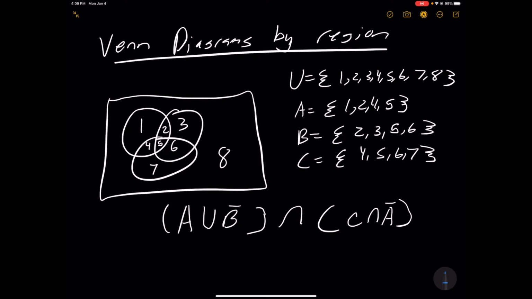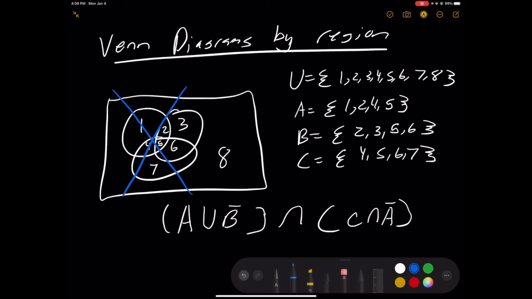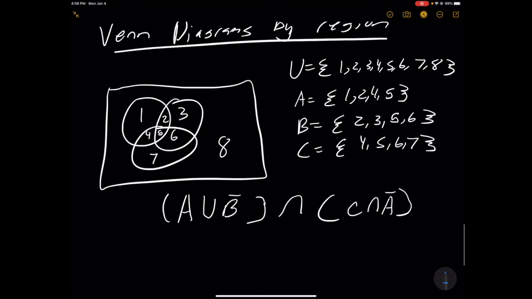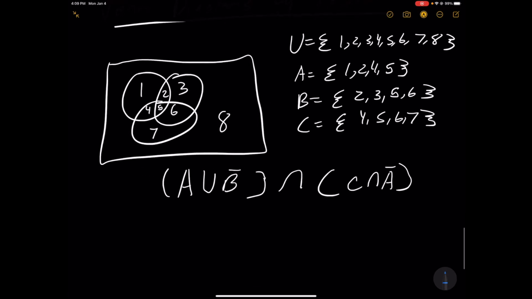So we're going to tackle this problem in two ways. The first way that we'll tackle this problem is without Venn diagrams. We're just going to pretend the Venn diagram isn't here, and we are going to attack it directly.